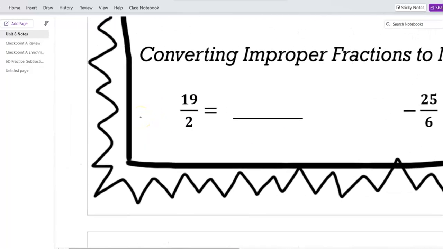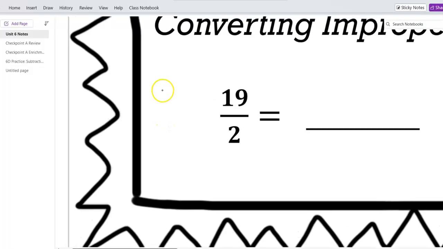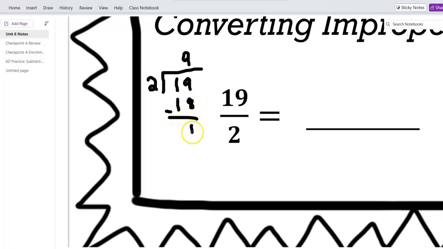Now let's go the opposite direction, improper to mixed number. And to do that, we're going to do long division. So the number on top always goes on the inside, number on bottom on the outside. And let's do some division. 2 cannot fit into 1 evenly, but 2 can fit into 19 9 total times. And 2 times 9 gets you 18. And 19 minus 18 is 1.